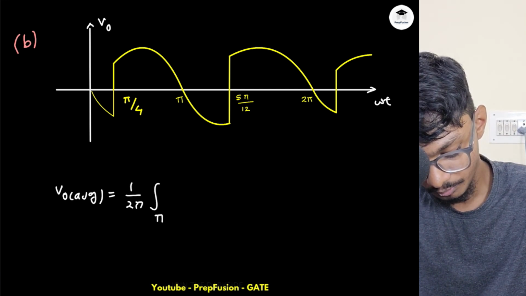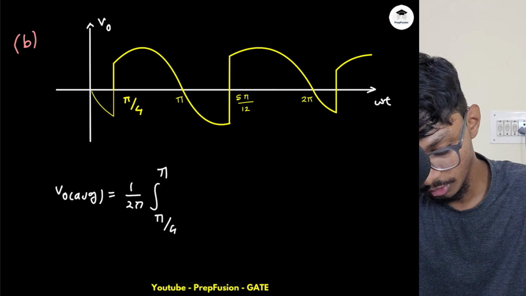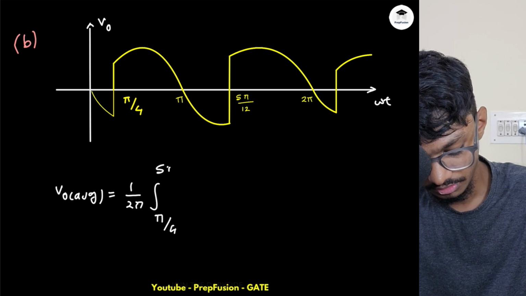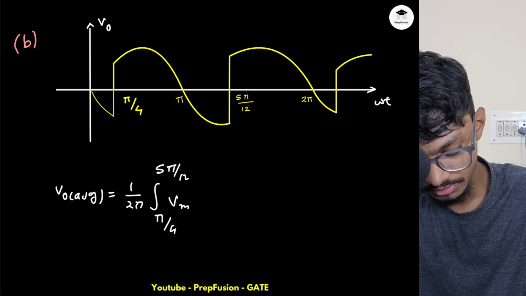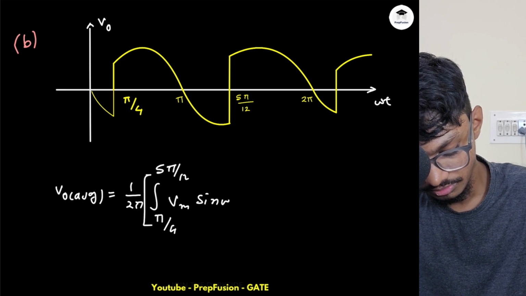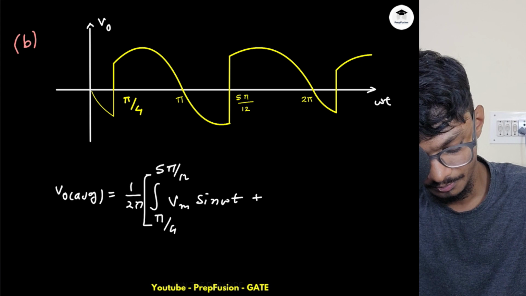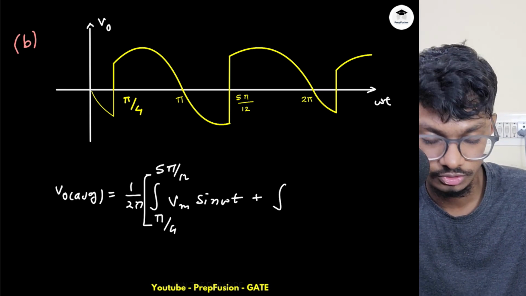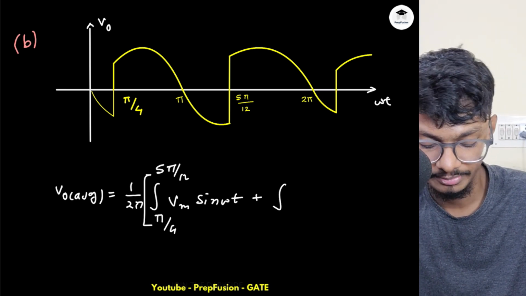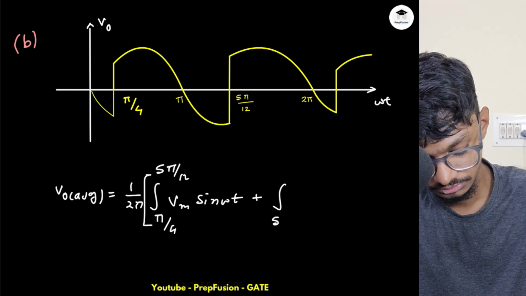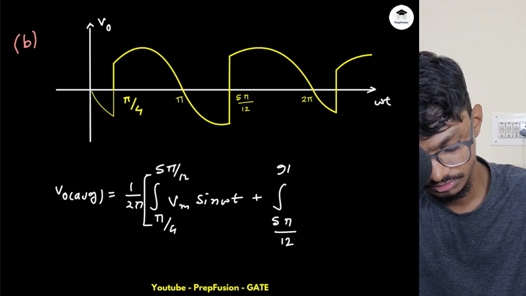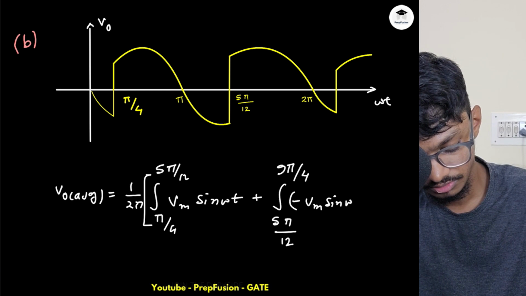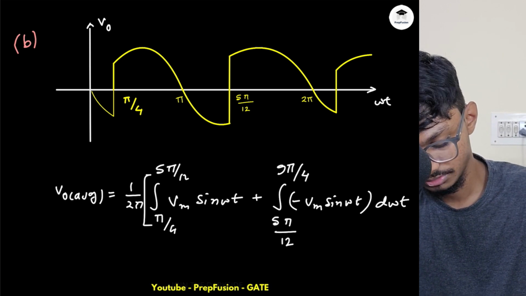From pi by 4 to 5 pi by 12, it is actually plus Vm sine omega t, plus from 5 pi by 12 to, what is this? This is 2 pi plus pi by 4, so this will be 9 pi by 4. From 5 pi by 12 to 9 pi by 4, this will be minus Vm sine omega t d omega t.